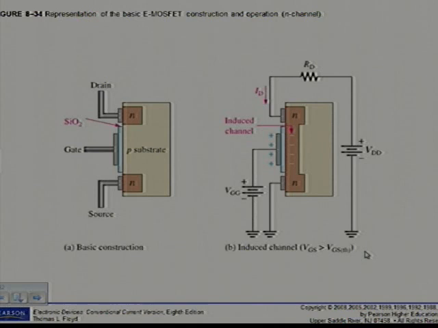Now we're going to look at two different types. The first one is the enhancement MOSFET, and then we're going to talk about the depletion MOSFET. Now the big difference between the enhancement and the depletion: in the case of the enhancement MOSFET, there doesn't exist a channel between the drain and the source. If you look at figure A, you will find there is no channel between the drain and the source. The moment I apply a voltage to the gate, I basically induce a channel.